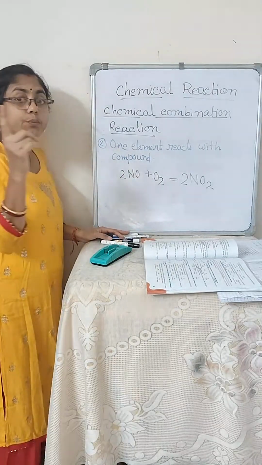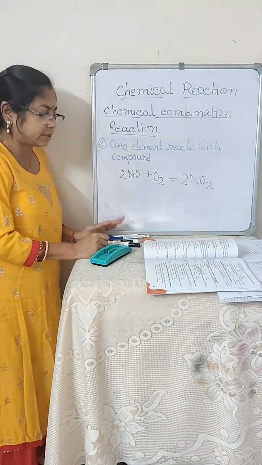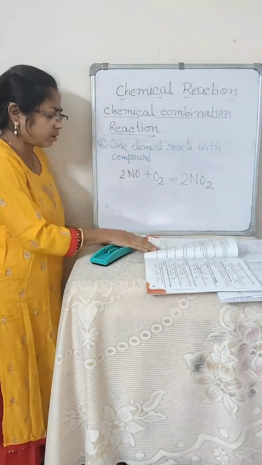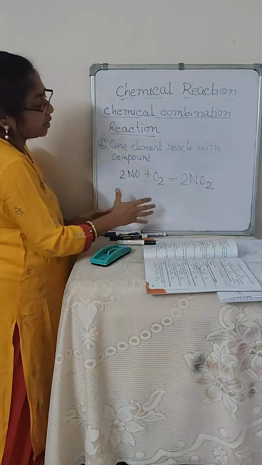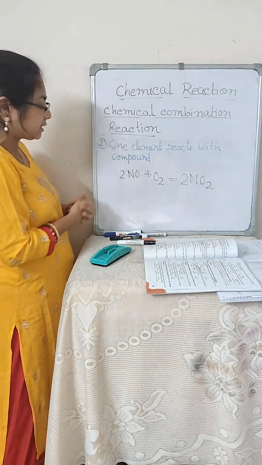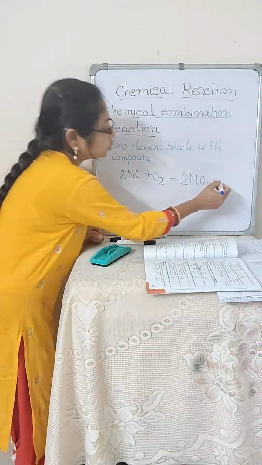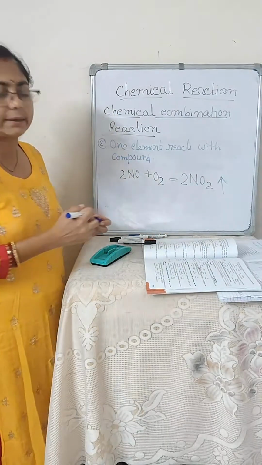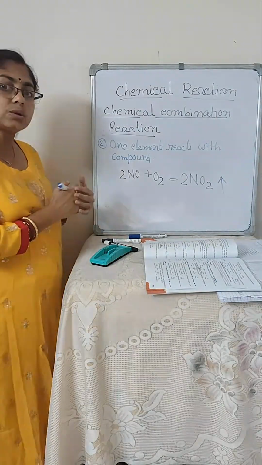What happened? A new product is formed. This is NO2, nitrogen dioxide. In this equation, what is the characteristic of this equation? Look, number 1 was evolution of gas. This is a gas, so I write one arrow upside. Evolution of gas, this is one character. And this is an exothermic reaction.